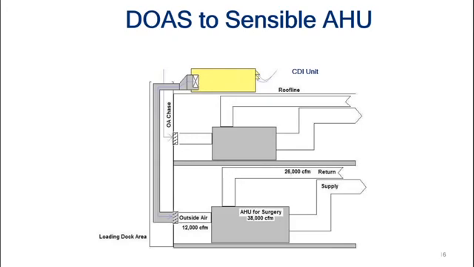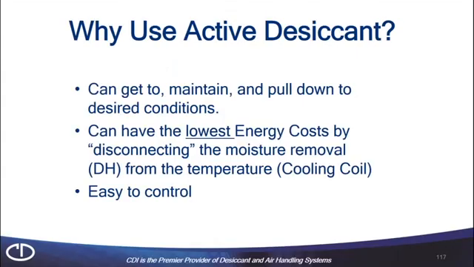The cooling coil can run dry, can now be a 3-row coil or something like that instead of an 8-row or a 10-row. The air pressure drop then comes down, the horsepower can come down. So several advantages to just dealing with that outside air and over drying it. Why do we use it? We can get to, we can maintain, and we can even pull down to any desired conditions.